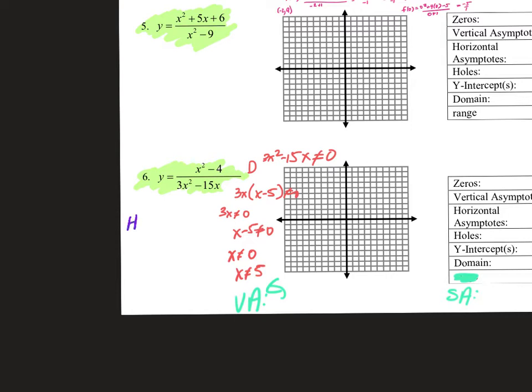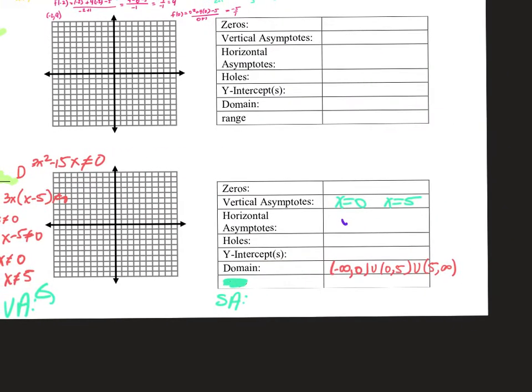Okay, horizontal asymptote. That is where we compare the numerator and the denominator degrees. The numerator degree is 2, the denominator is 2. They are equal to each other. When they are equal, the horizontal asymptote is the leading coefficient of the numerator over the leading coefficient of the denominator. So I have a horizontal asymptote at y equals 1/3. Everybody okay with that?